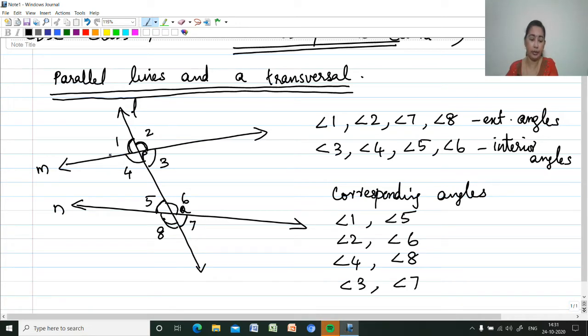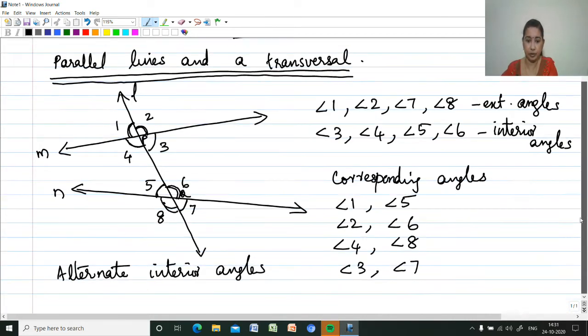Now, which are alternate interior angles? Alternate interior angles are angle 4 and angle 6, and angle 3 and angle 5. Angle 3 and angle 5 are alternate interior angles.